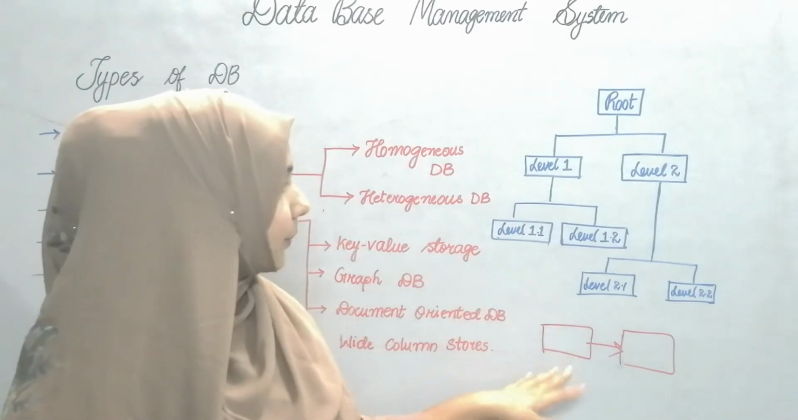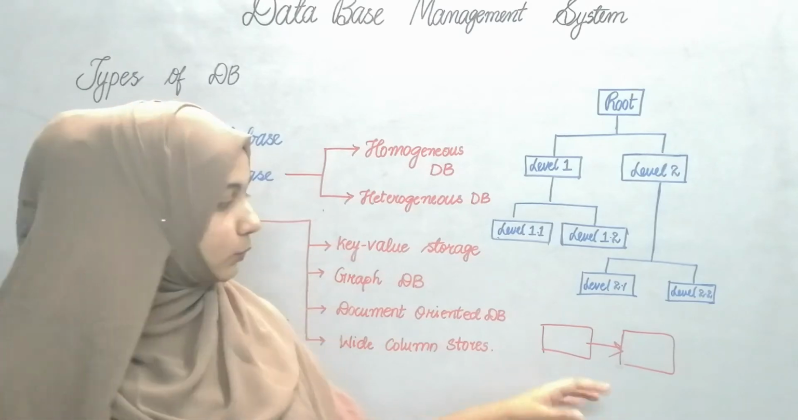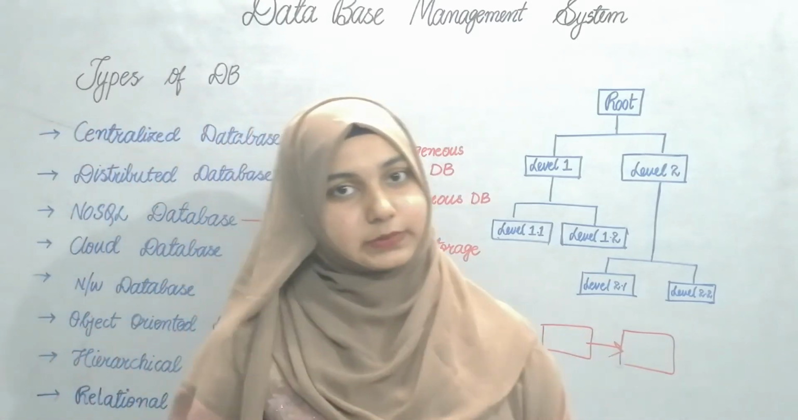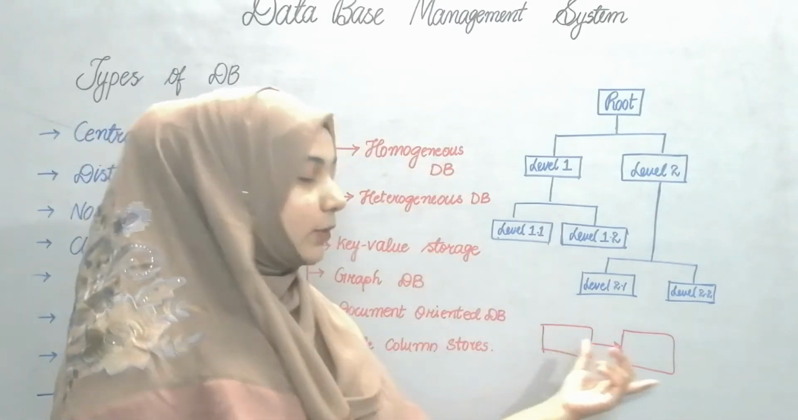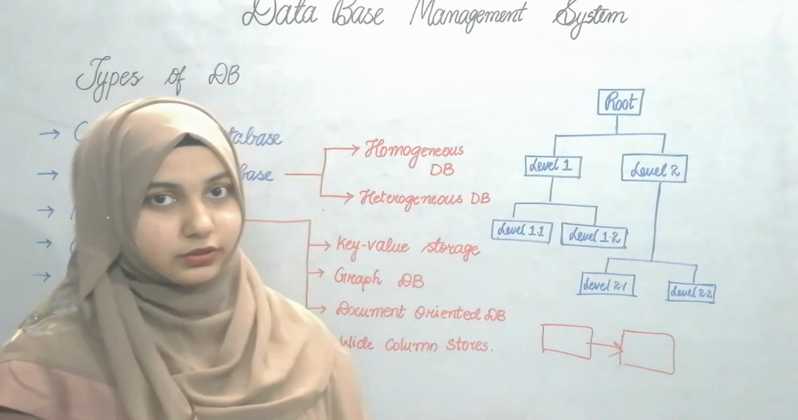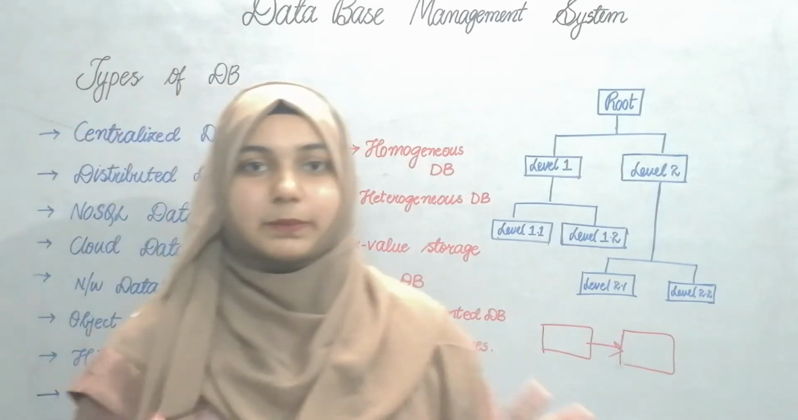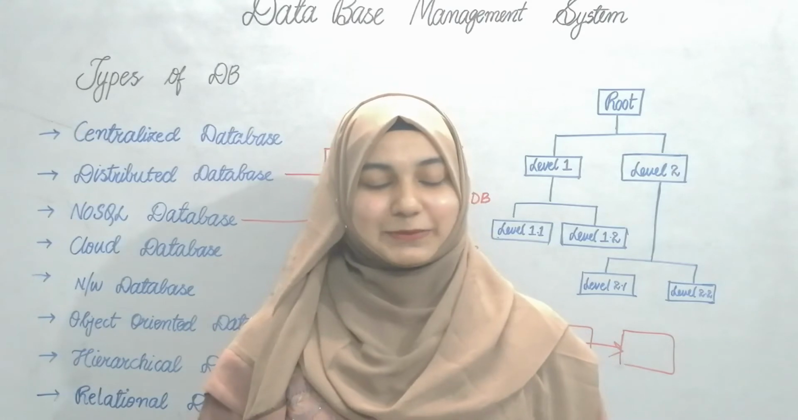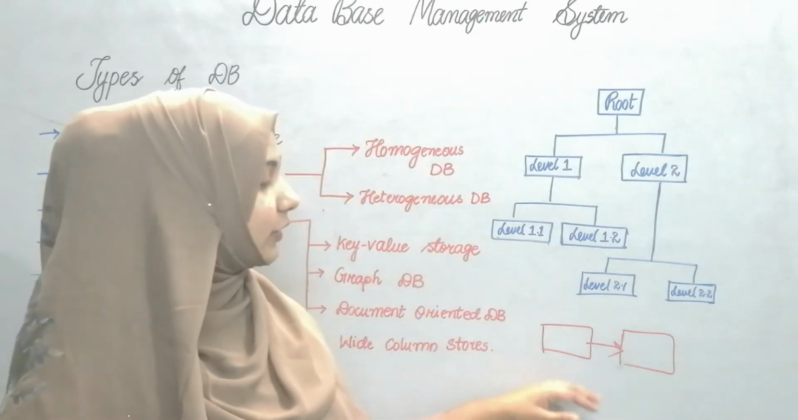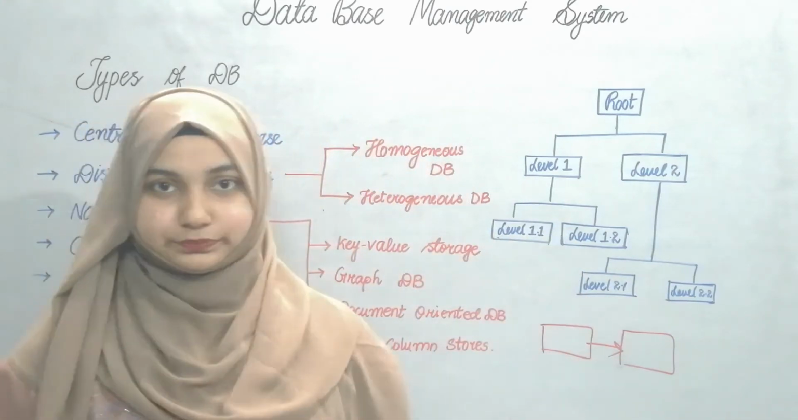Clear? Whereas it is opposite to that of the network model. Network model means you can have multiple parents and multiple children. I told you it will be in the form of nodes, and the nodes will be connected via links or networks, right? So you can have multiple parents and multiple children. So it is opposite to that of the hierarchical model.